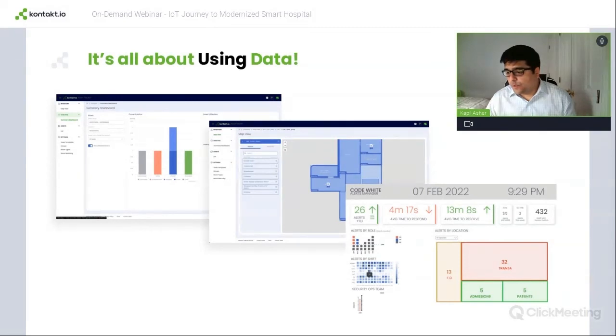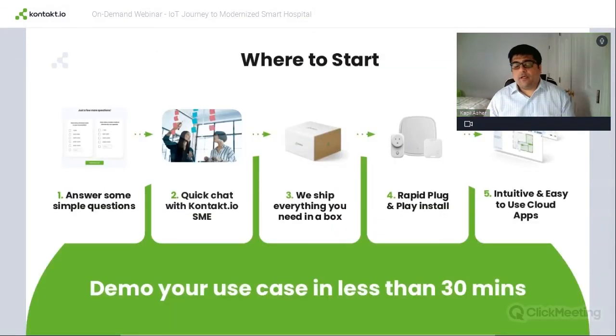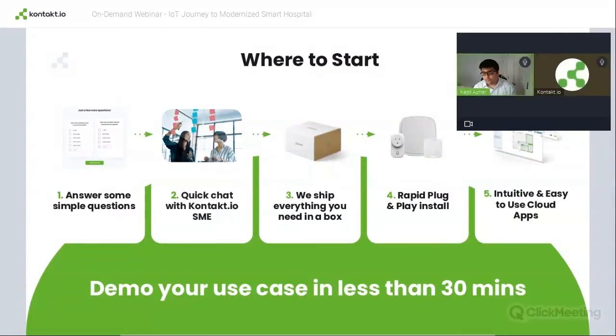All right, so we're almost towards the end of our webinar. I know there was a lot of information. It could get overwhelming, and your question is, where do I start? Where do I begin? So we've simplified that process for you. If you go on our website, Kontakt.io, there are some simple questions you can answer on a form. Once you fill those questions, you can have a quick chat with one of the Kontakt.io subject matter experts just to explain what you're trying to do, what are the use cases you want to solve.